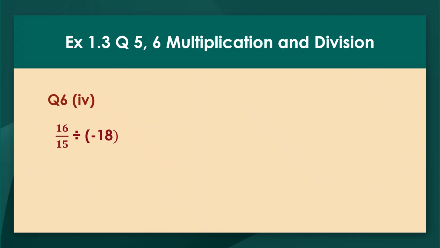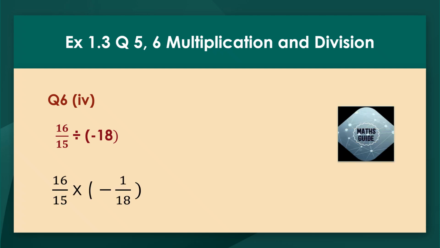Now we have question number 6, part 4. We have a question 16 by 15 divided by minus 18. Remember that there is 1 in the denominator when there is nothing written, and the number written is always a numerator. So our first step is keep, change, flip. It means we will take the reciprocal of the second fraction. First fraction will be the same, 16 by 15.